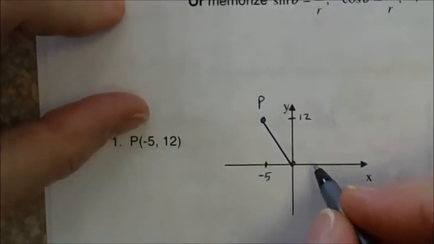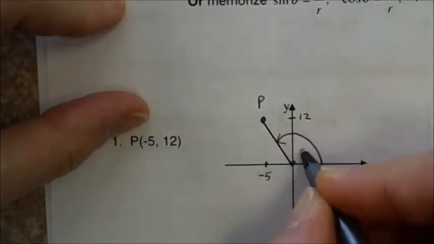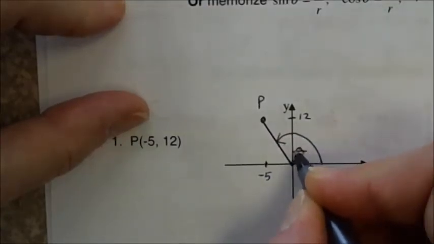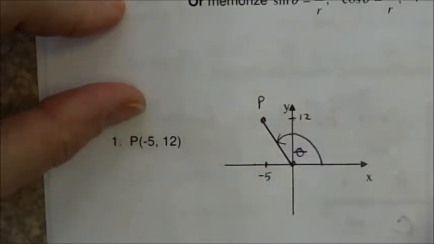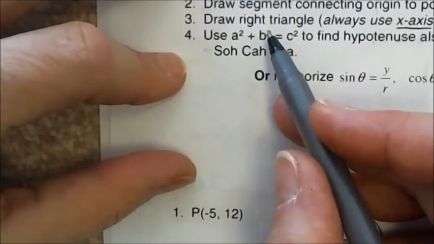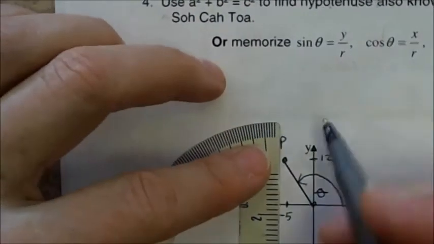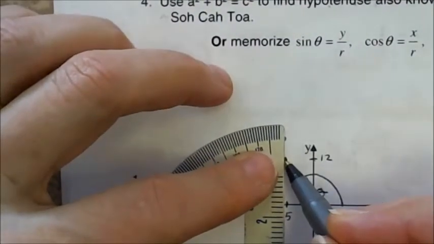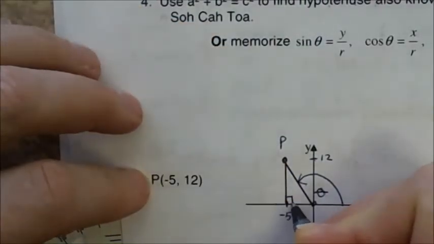Theta, remember, is in standard position. We're going to start on the x-axis, come around here, and this is the angle theta. So theta is something in between 90 and 180 degrees because it's in quadrant two. And then the next thing is to draw a right triangle. To draw a right triangle, remember, we drop the perpendicular straight down to the x-axis, and create this right triangle.